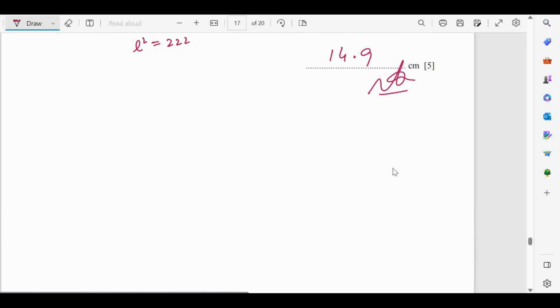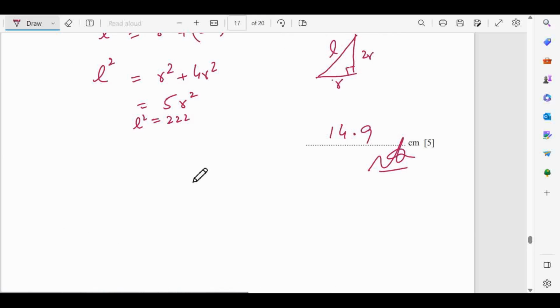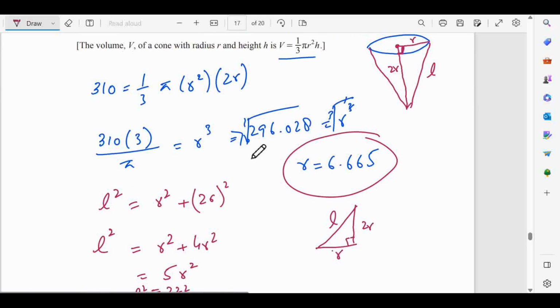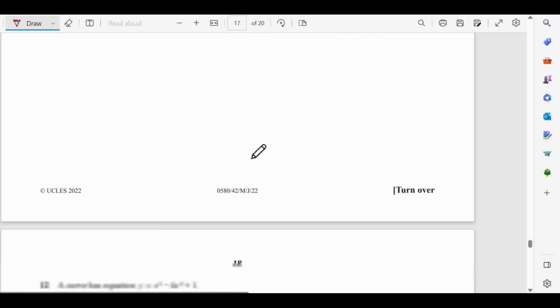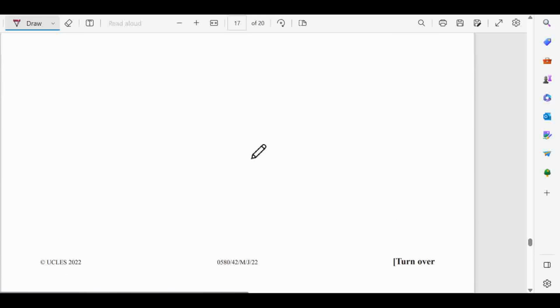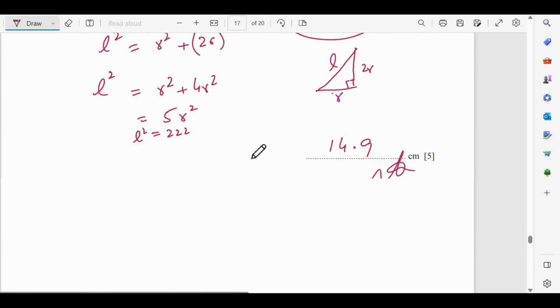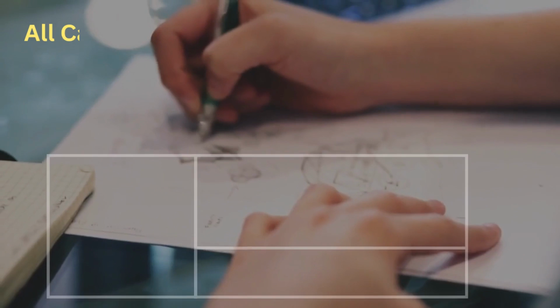Let's move to the next question, question number 12. Keep in mind that there may be some fluctuation with the marking scheme, but as we have used the accurate values, the accurate answers, there might be a slight difference, but this is also the right one. If you do not use the accurate value, you will get a different answer. Let's move to question number 12.